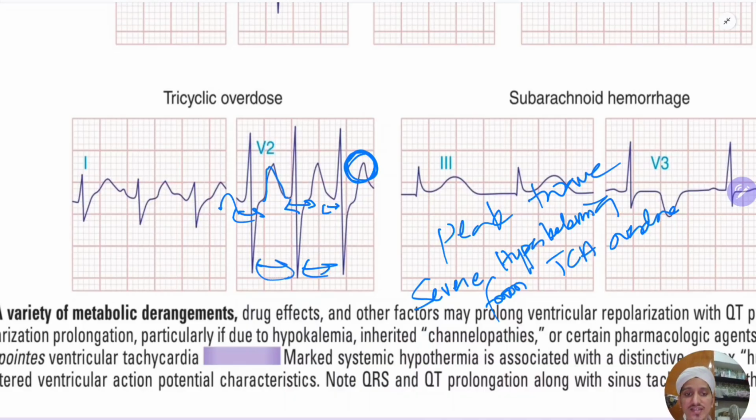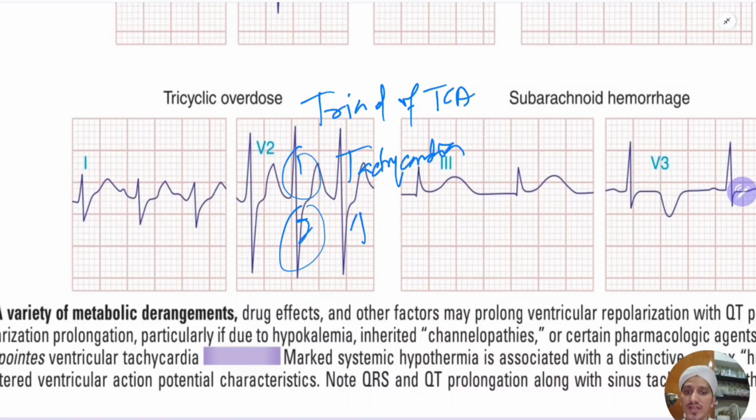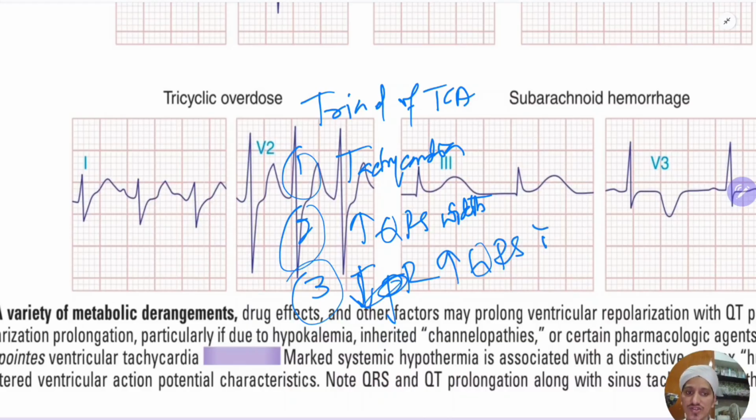This is a triad of TCA. What is the triad of TCA? Number 1, tachycardia. Number 2, increased QRS width. Number 3, decreased PR interval you can take. Sorry, I'm very sorry: increased QRS width, tachycardia, and increased QT interval.